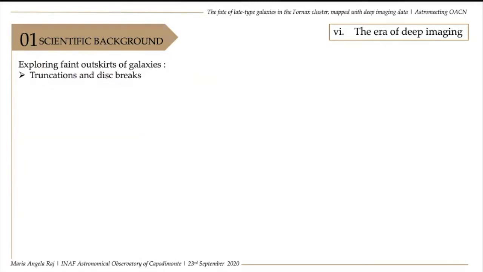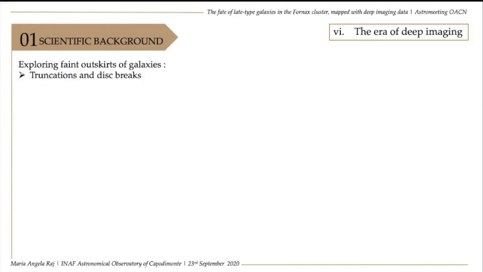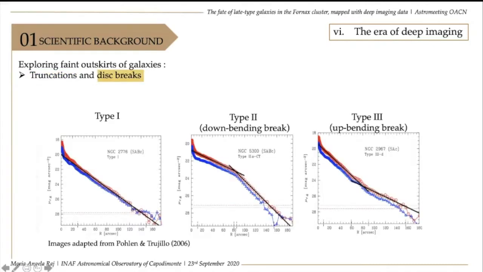So what is a truncation? It's a decline in the surface brightness profile of a spiral galaxy, and disk breaks are quite the same. I would say a type 2 downbending break is about the same as a truncation, just that truncations are detected at lower surface brightness levels. So we have three types here. Type 1 is no break, type 2 a downbending break, and type 3 an upbending break. As part of the work in my thesis, I developed an algorithm to detect this feature, and I will explain that in some time. Now, these two features can coexist, but their origins can be different phenomena.